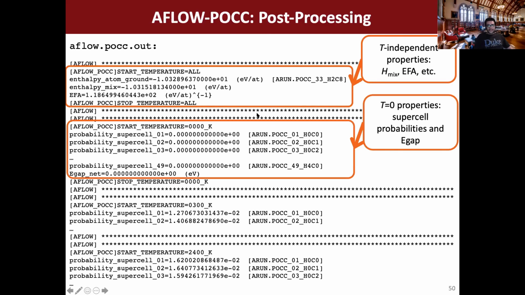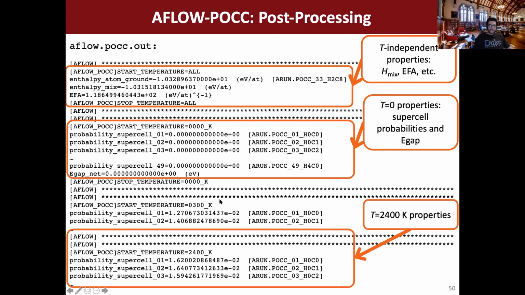And then for each temperature, you get a probability for each of the supercells. So what is that Boltzmann weighting at temperature 0? And then it even gives you the band gap. This one's a metal, so you're always going to get a band gap of 0. And it does it for all the temperatures, all the way up to 2,400 Kelvin. You can change what that temperature range is. There are some parameters for that. But basically, given the parameters, it's going to print out for every temperature a snapshot of the probabilities and the ensemble average properties for that particular temperature.